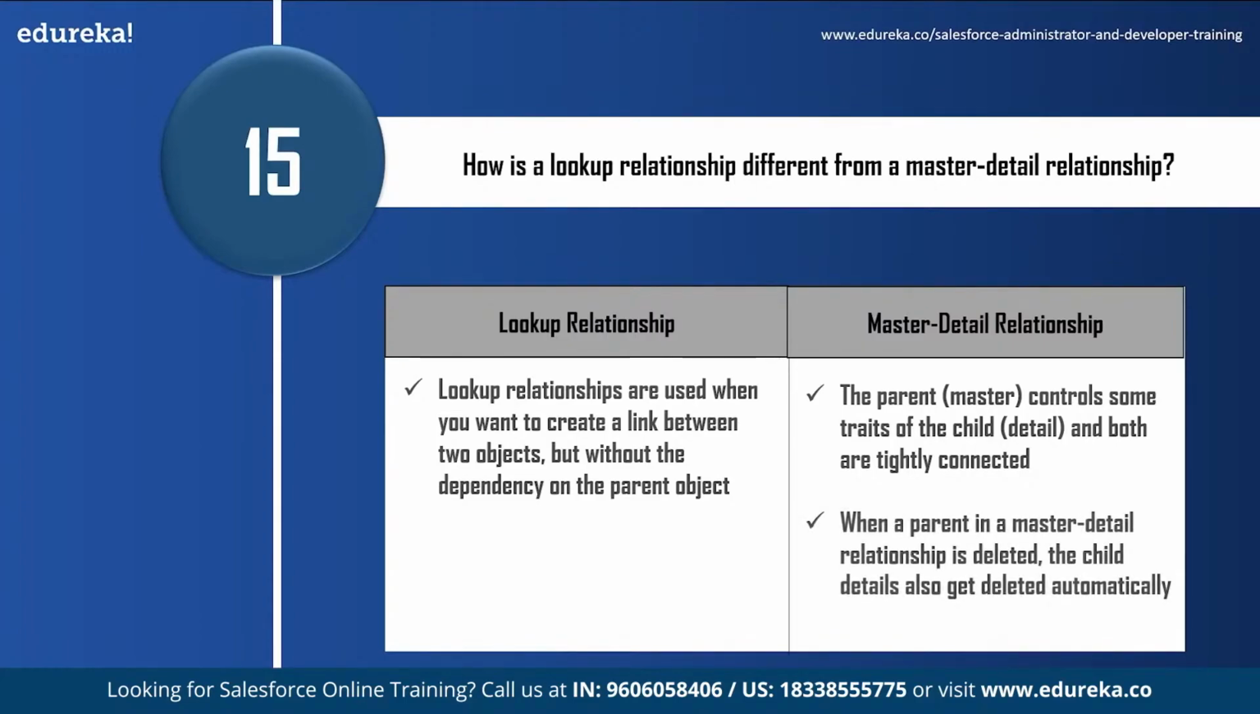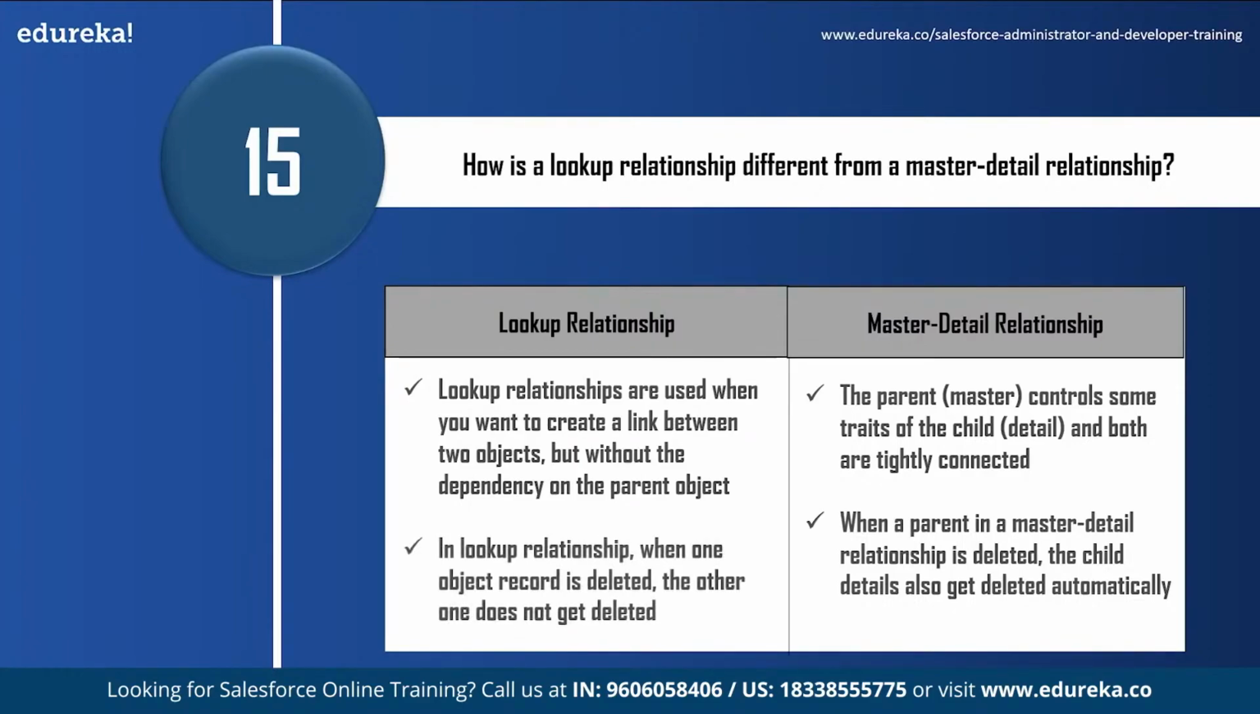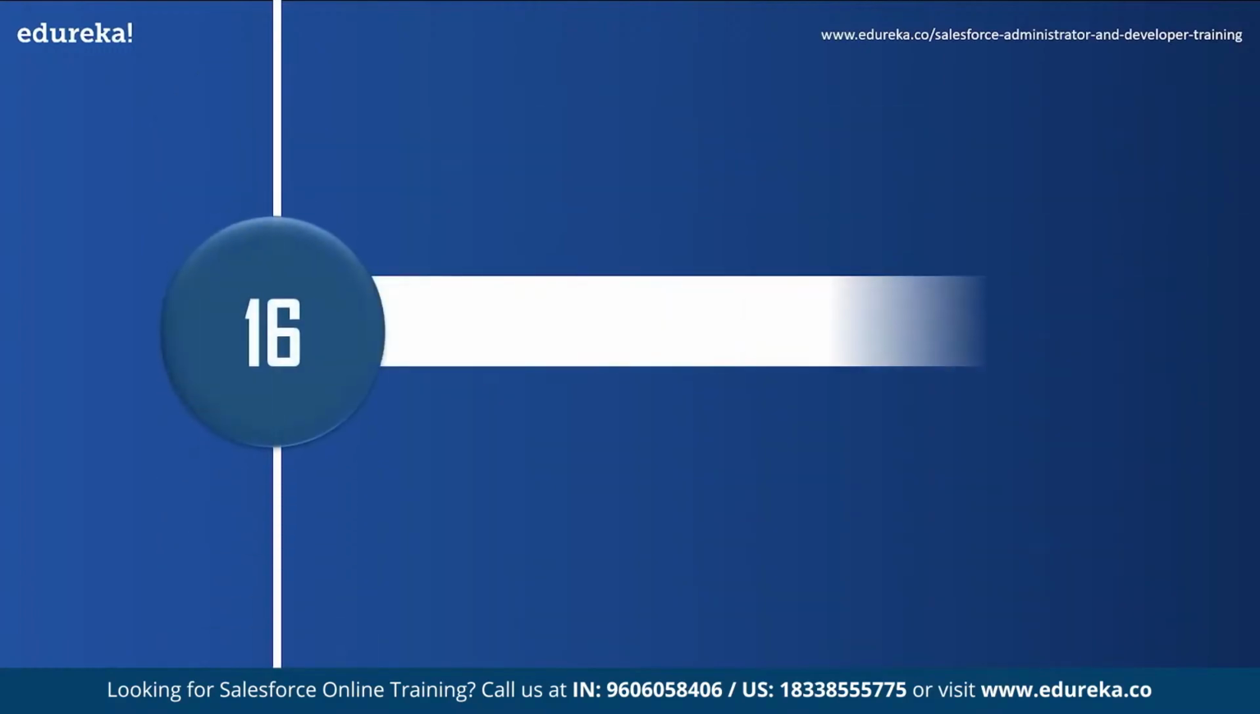Another major difference is that when a master or the parent in a master-detail relationship is deleted, the child details also get deleted automatically. However, in a lookup relationship, when one object record is deleted, the other one does not get deleted. So these were some of the differences between lookup relationship and master-detail relationship. So let us move on to our next question.